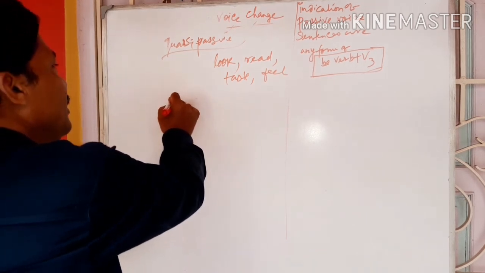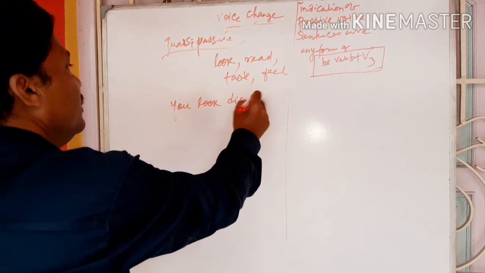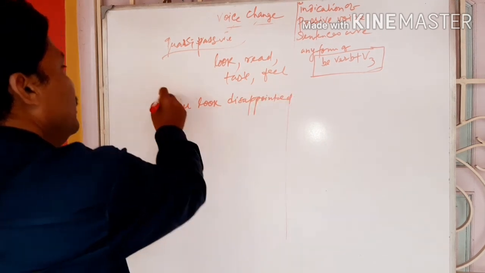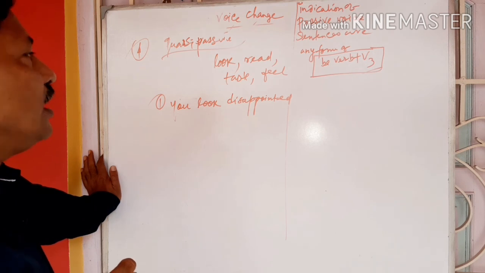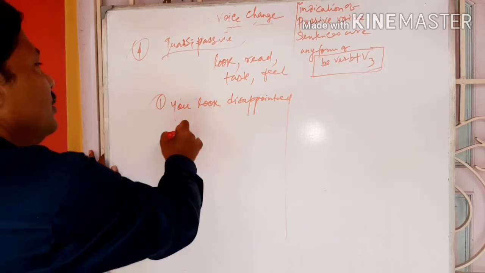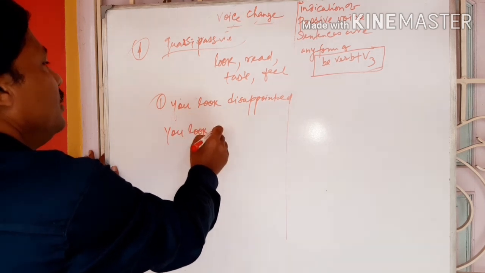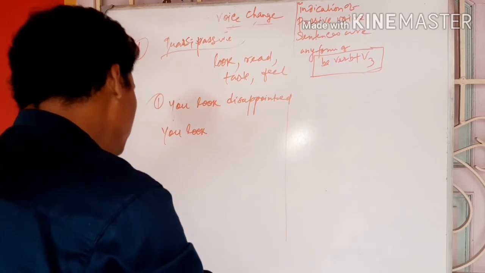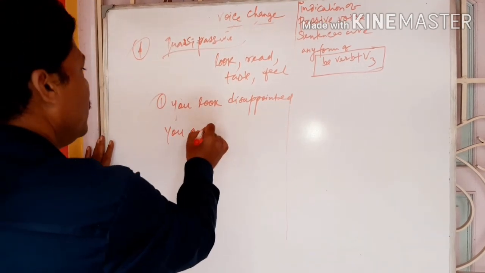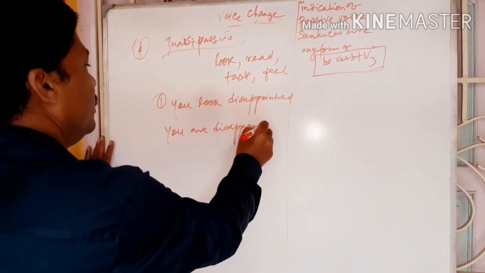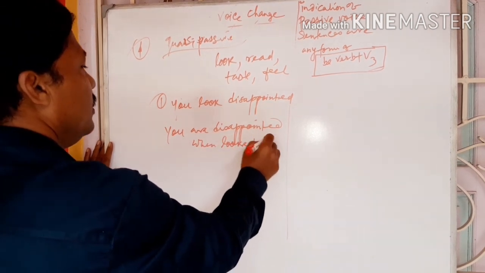And a sentence like this, number 4, you look disappointed. And when you change this into passive one, you have to write you are disappointed when looked at.